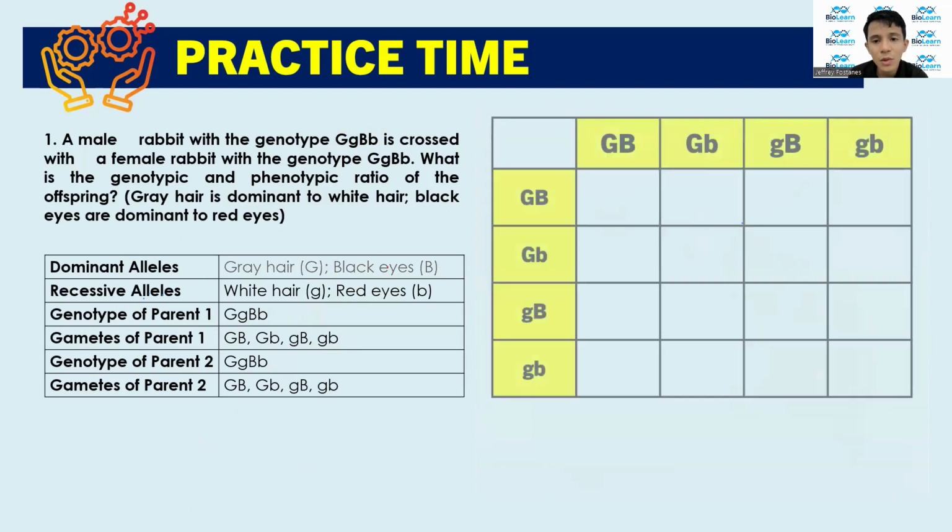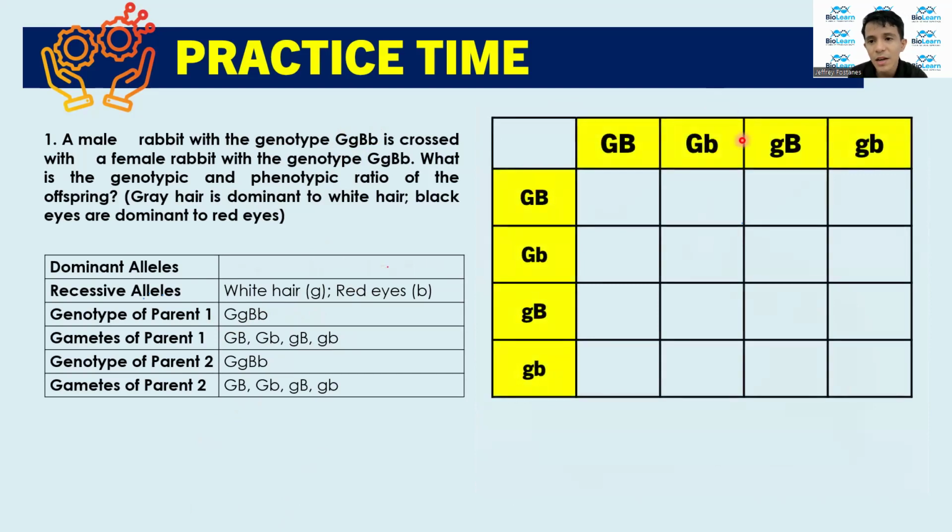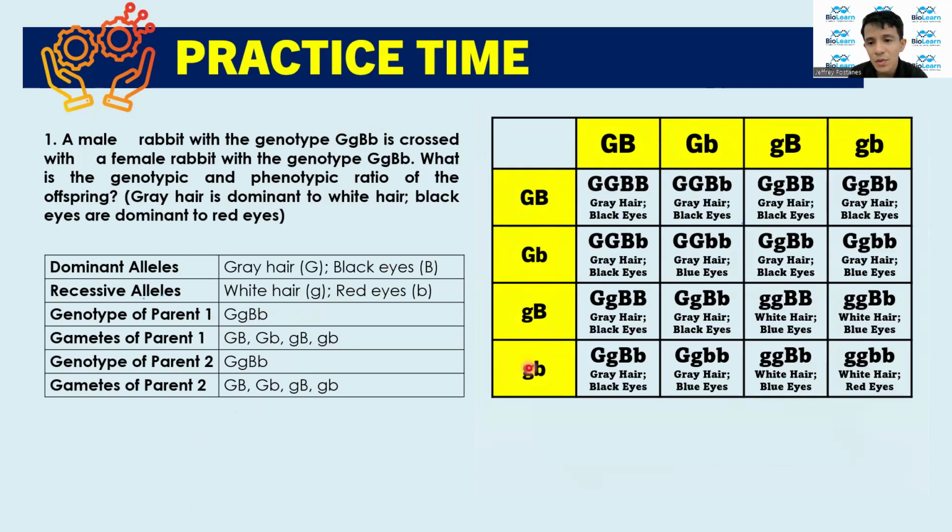Now you do the actual cross. So these are the gametes of parent 1. These are the gametes of parent 2. Now you'll just have to do the combination. So this is what you'll get. Okay. So we're just going to combine G to G, B to B, and then get the phenotype.